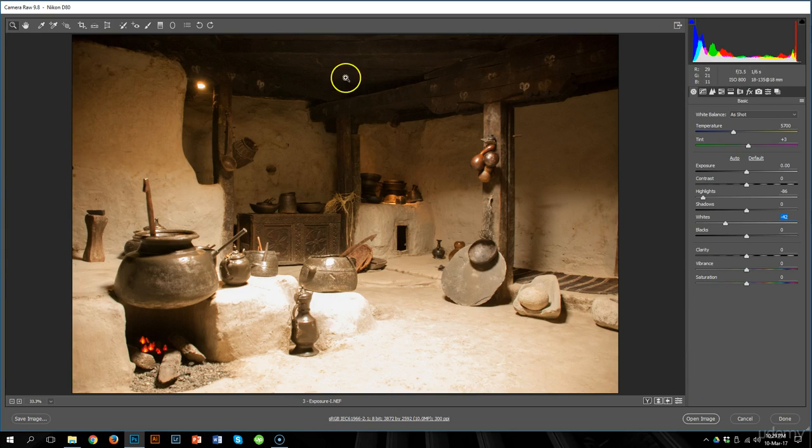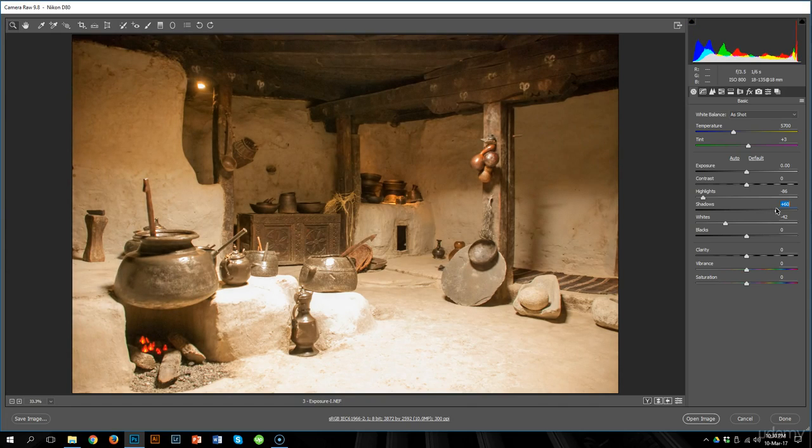Now I can do the same for the dark areas as well. I don't see a lot of detail in the ceiling, and I can fix that by moving the shadow slider to the bright side. And if you notice the histogram, only the dark parts of the histogram are getting affected. And you can see I have gotten back some of the detail in this area. So in this way, you can selectively affect some parts of your photograph and not your entire photograph with the help of these four sliders.